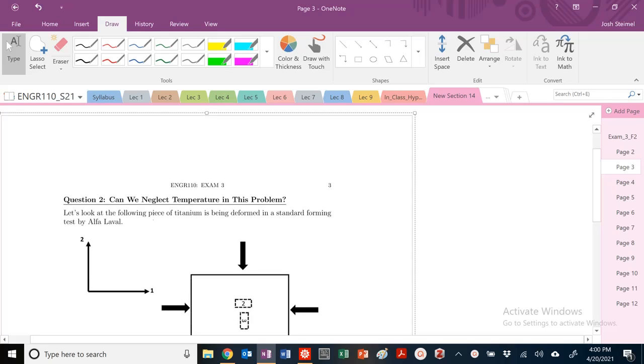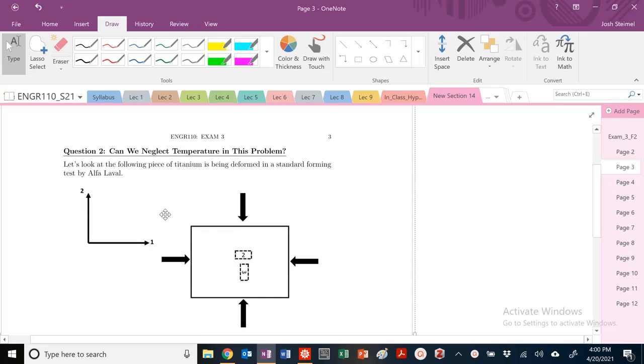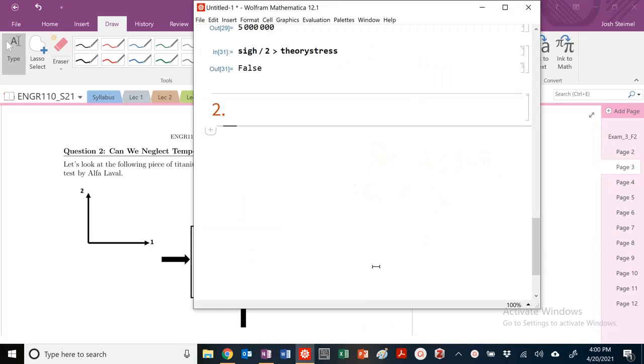So let's do problem 2. Let's look at the following piece of titanium being formed in a standard forming test by Alpha Laval. So titanium, I know my Young's modulus is equal to 100 GPa, and my nu is equal to 0.3. Let's go ahead and start defining those values.